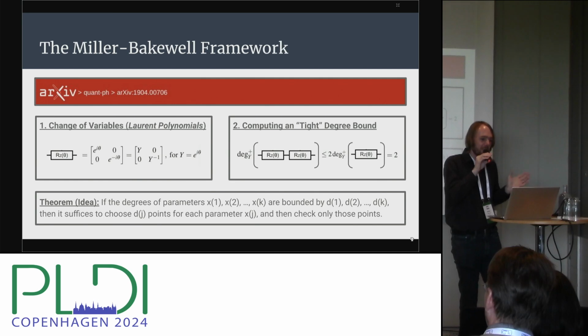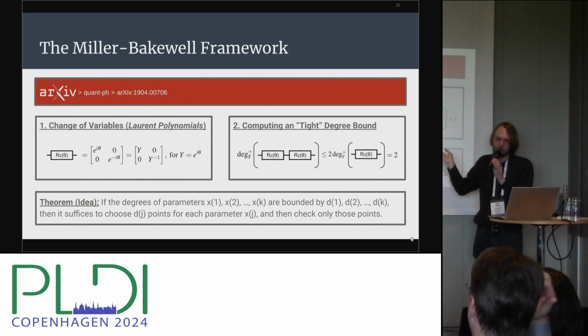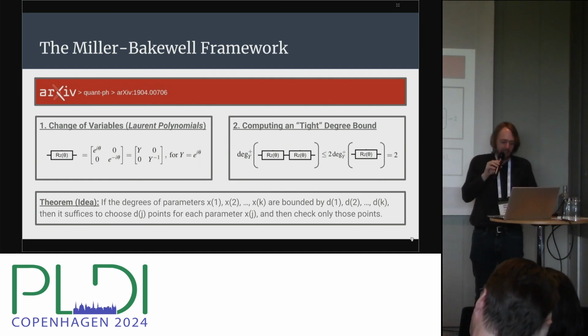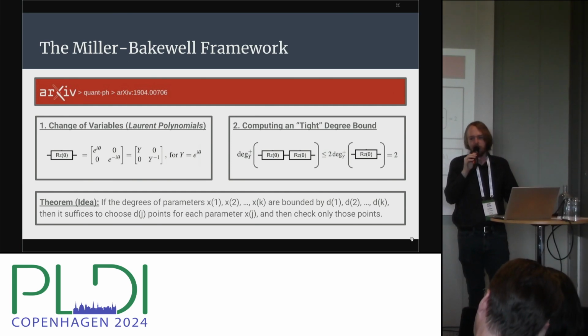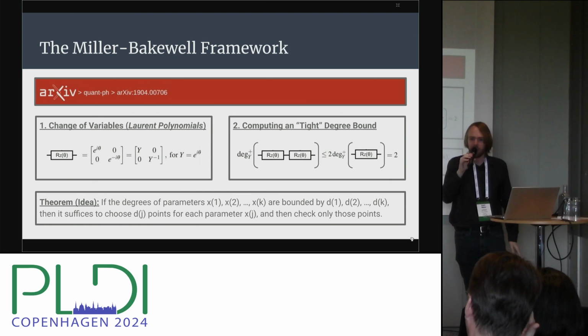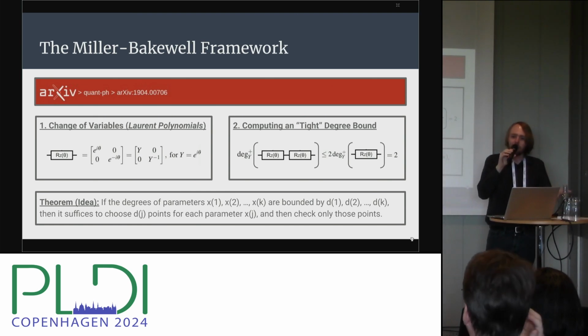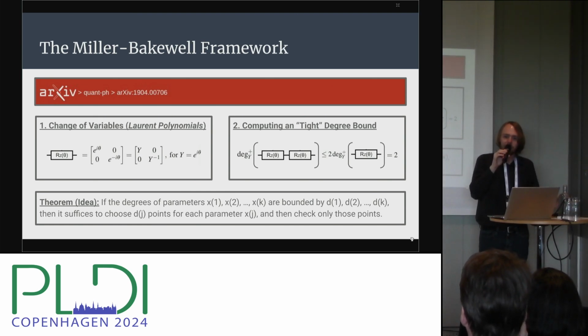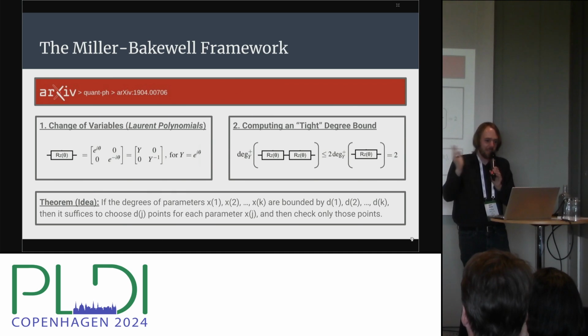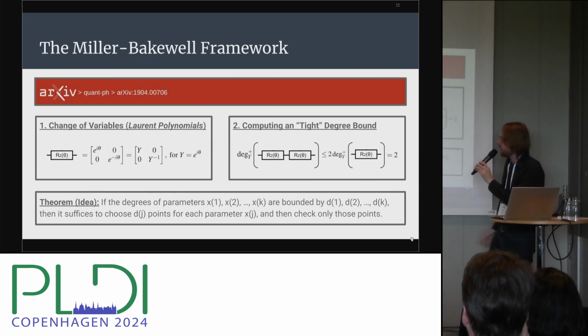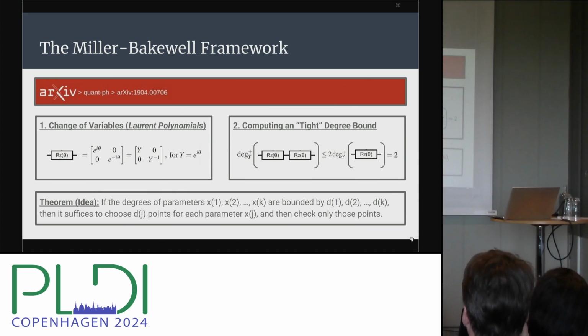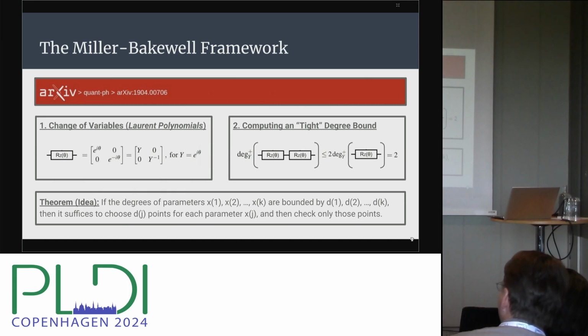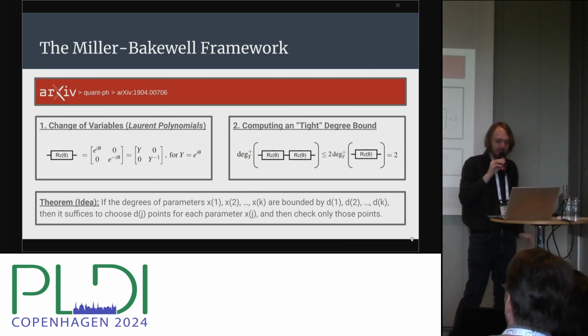So my work turns out to be an instantiation of the Miller-Bakewell framework. I didn't know about this, and it seems to have gone fairly overlooked in the literature. I actually found out about this two weeks before this conference when I was talking to Alex Kissinger. His student did this work, but the idea is you can take your gates and do a change of variable to get Laurent polynomials. Those are just like regular polynomials, but you can have negative powers.